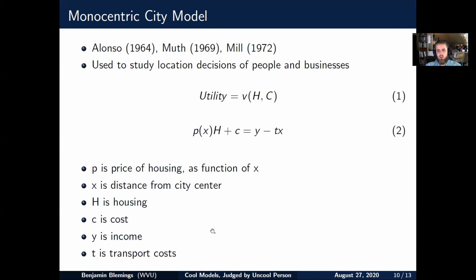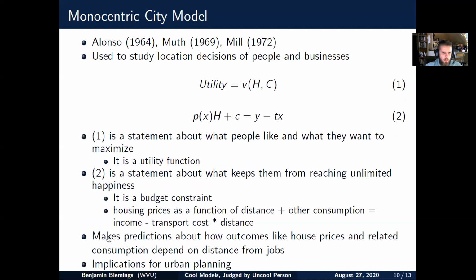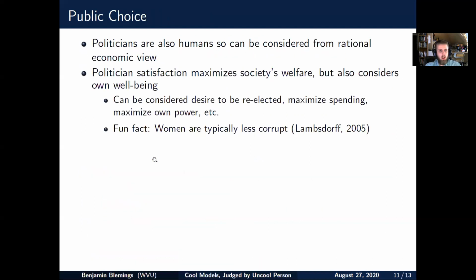And I don't want to get into it too much because there's the polycentric city model, which is for multi-centered cities. But this is just illustrating how it can be used to make predictions about how changes in transport costs will affect where people live, for instance. So it has these implications for urban planning.